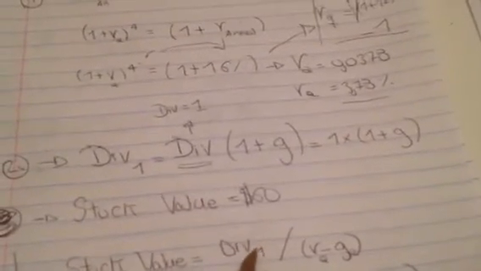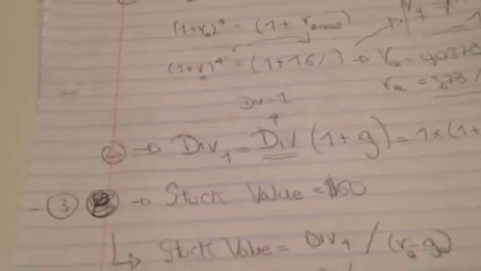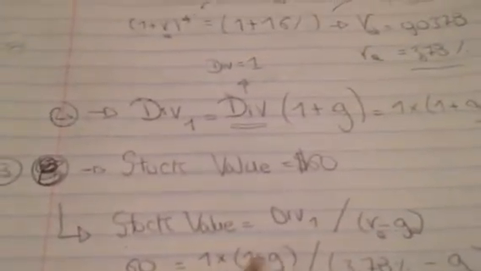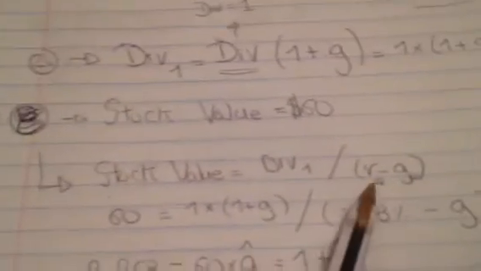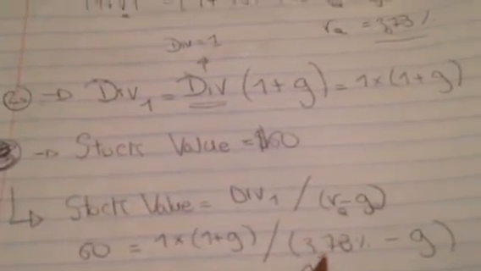Now we have the stock value. We know it is 60. Stock value is equal to the dividend in the next period divided by the quarterly discount rate minus the quarter growth rate. Stock value is 60. The dividend in the next period is right here, it's 1 times 1 plus the growth. And we also have the quarterly discount rate, we just found it, 3.78 minus the growth.